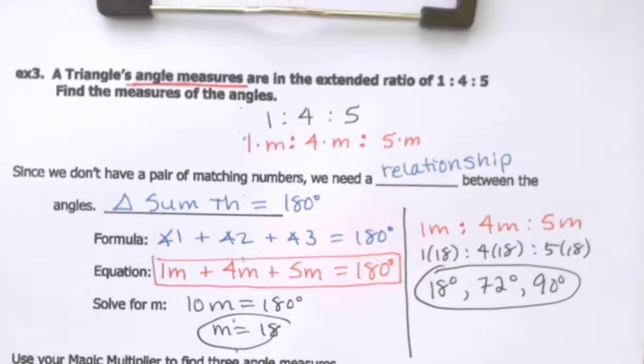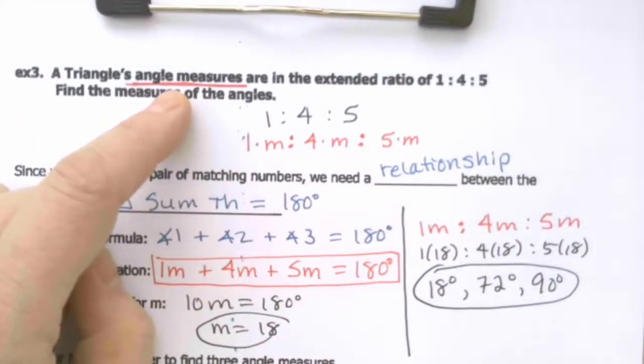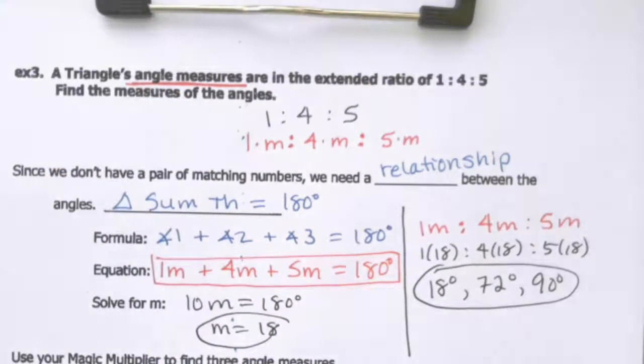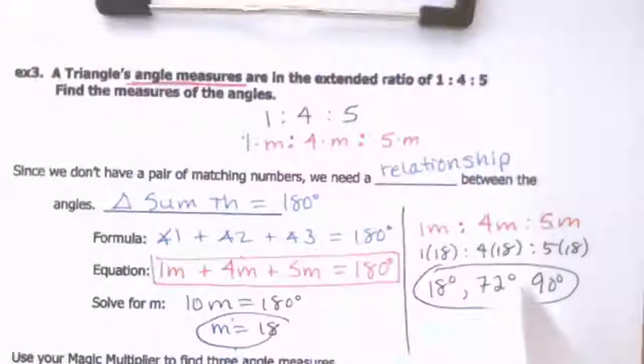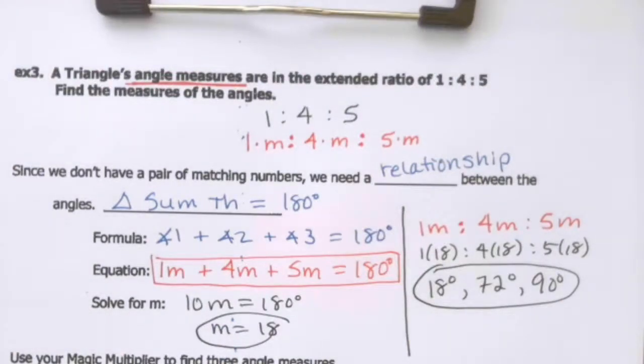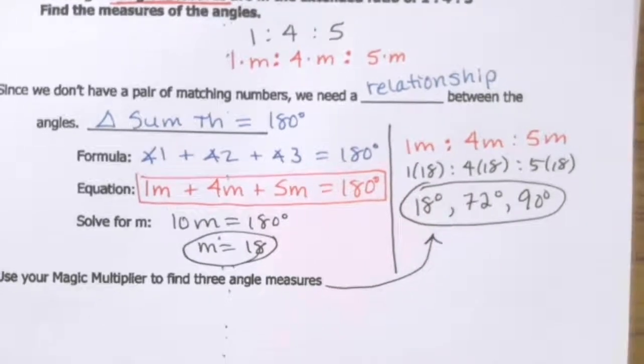So what makes this one different from the last problem is that this ratio was angle measures, and they didn't give us an actual measure of one of the angles. If they did, we could use the same technique that we used in example 2 and use the angle measure they gave us to figure out the magic multiplier. Since they didn't, however, we had to use a different relationship, and angles do have a special relationship in that if they're in a triangle, they add up to 180. So that relationship was how we got to our magic multiplier. All right, and use your magic multiplier to find the 3 angle measures.